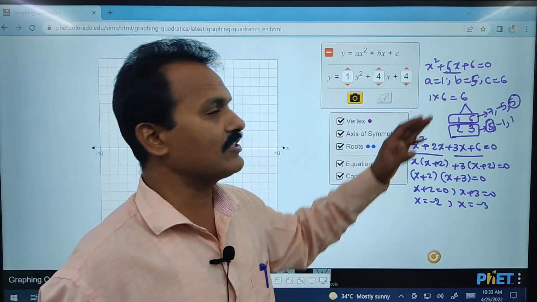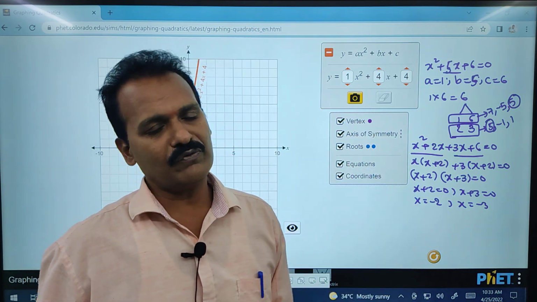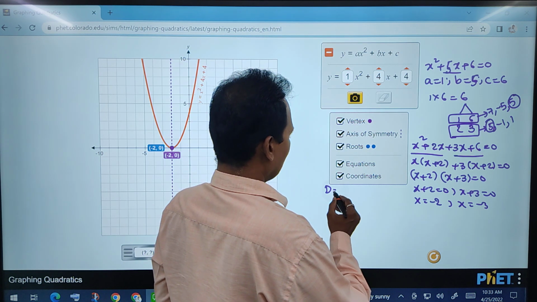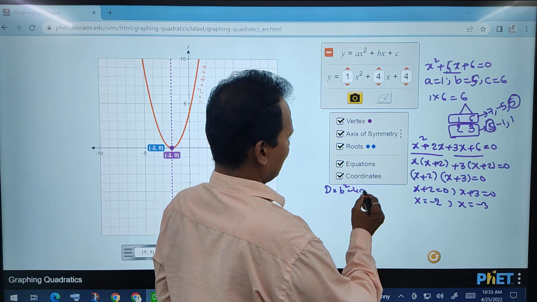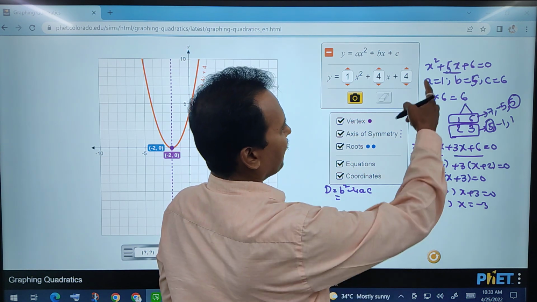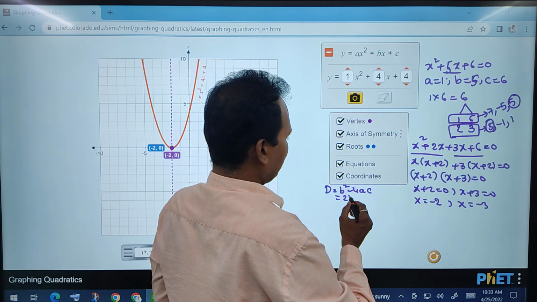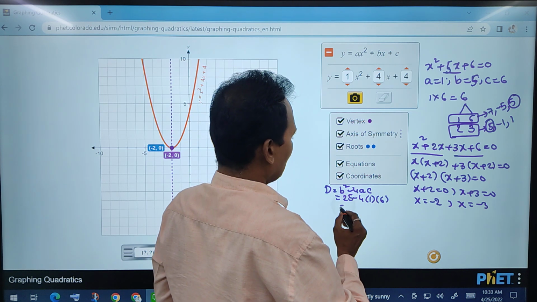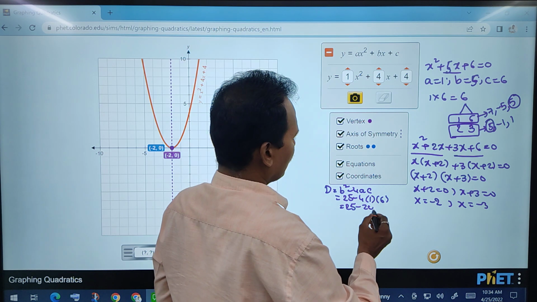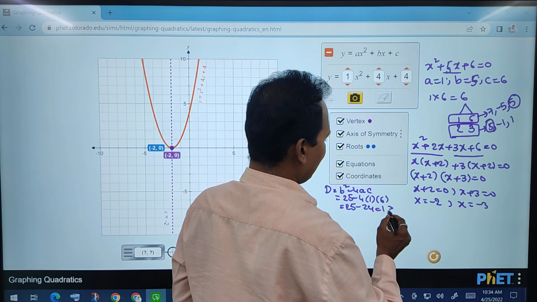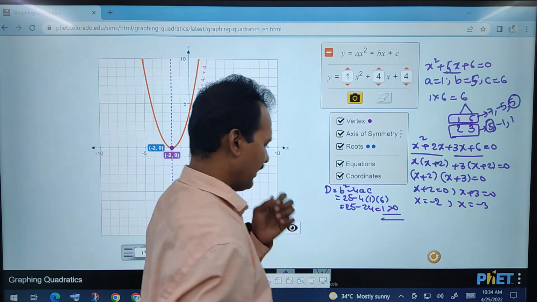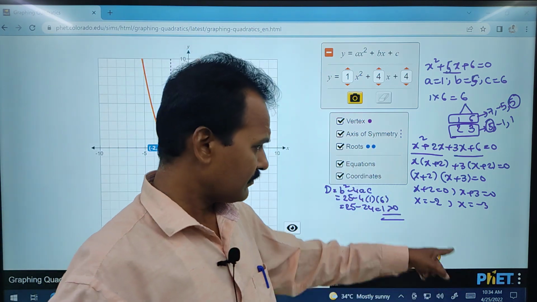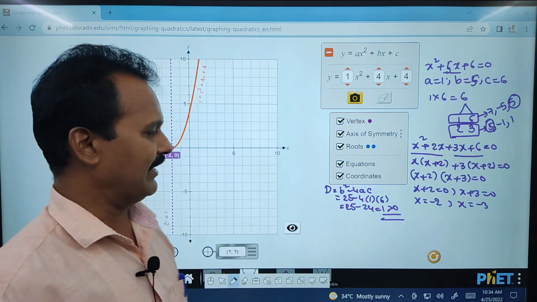How can we find out this equation is having two different roots? By using the nature of roots. We know the formula for the discriminant D equal to b square minus 4ac. Here b is 5, 5 square is 25, minus 4 into a value 1 and c value 6. If you multiply, you will get 25 minus 24, which is 1. Here 1 is greater than 0, so the roots are two distinct roots. So we are getting minus 2 and minus 3.